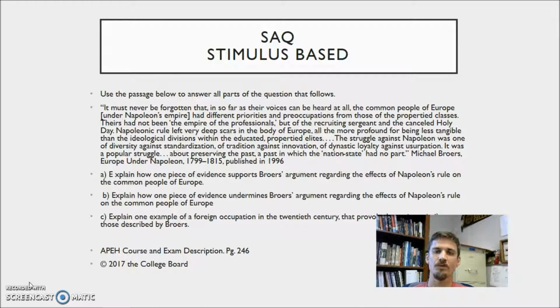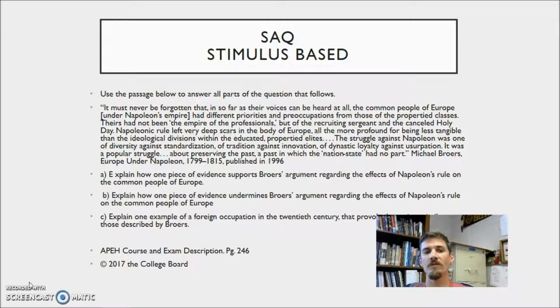So really quick, I just want to take a minute and look at an example of what a stimulus-based short answer question would look like. This is actually from the course description. You can find it online. It's in a PDF. Not that big of a deal, but this gives you an idea of what it should look like. So you come into the exam, you come to the short answer question part of the exam, and you'll see at the very top where it says use the passage below to answer all parts of the question that follows.